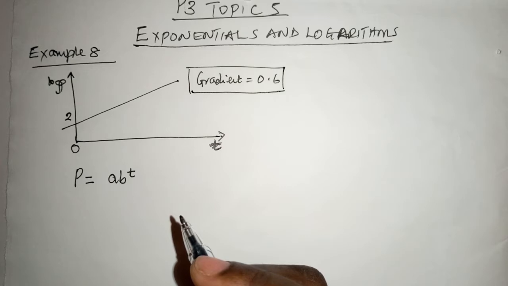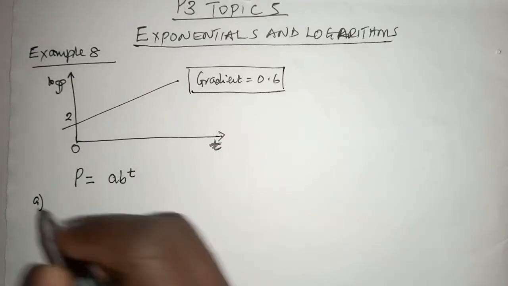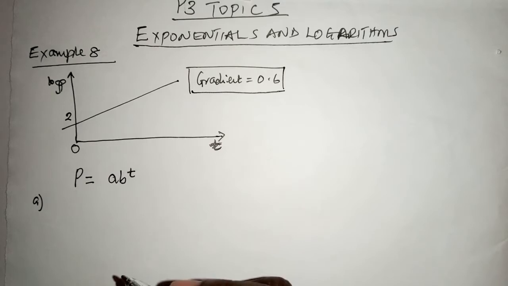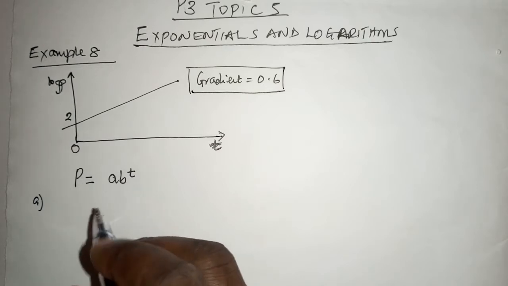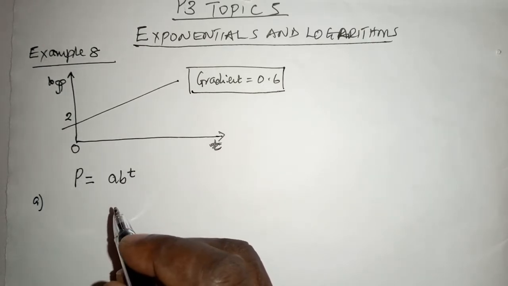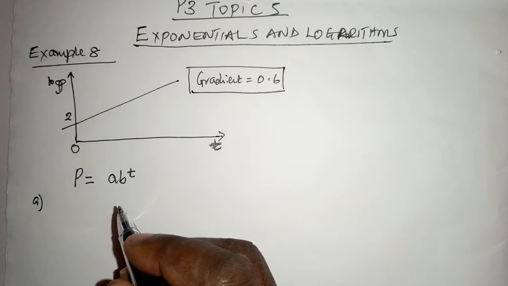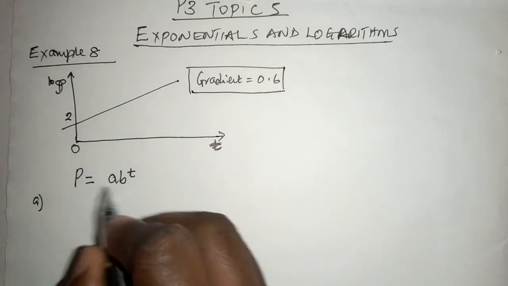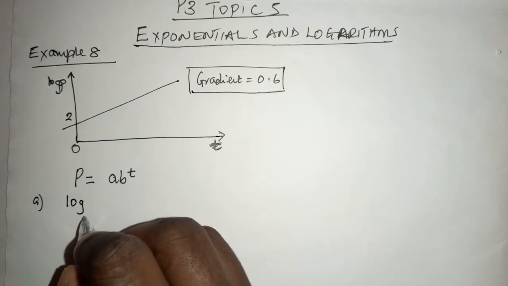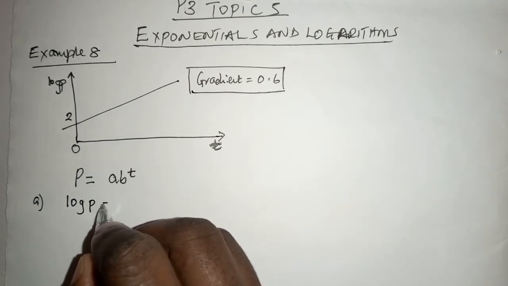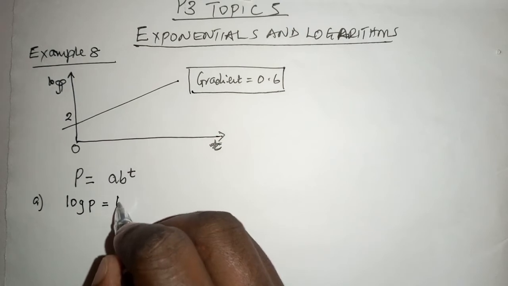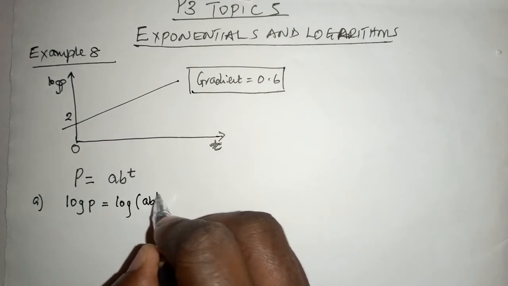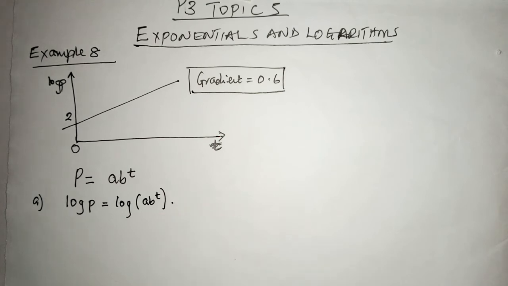The first part of the question, part A, is write down an equation for this line. And we all know that this is an exponential relationship, and the very important thing for everybody to remember is that in an exponential relationship, we should always introduce logarithm to base 10. Introducing logarithm, we have the logarithm of P is equal to the logarithm of AB^T. And remember, all these logs are to base 10.